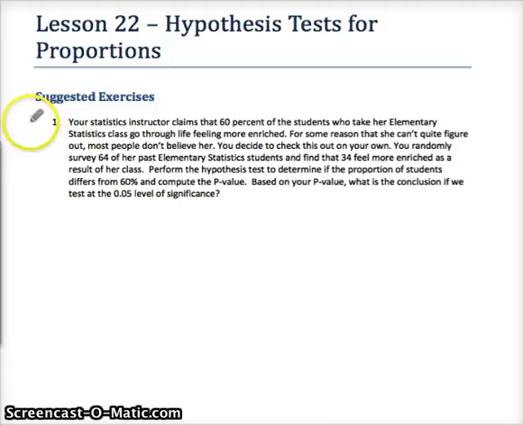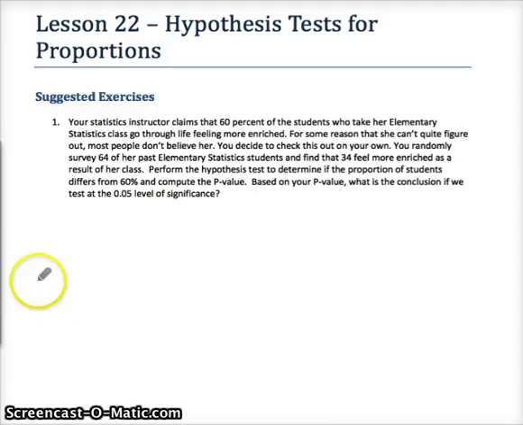Your statistics instructor claims that 60% of the students who take her elementary statistics class go through life feeling more enriched. Okay, that's exciting. For some reason that you can't quite figure out, most people don't believe her. You decide to check this out on your own, so you randomly survey 64 of her past elementary statistics students and find that 34 feel more enriched as a result of her class. Perform the hypothesis test to determine if the proportion of students differs from 60% and compute the p-value. Based on your p-value, what is the conclusion we could test at the 0.05 level of significance?